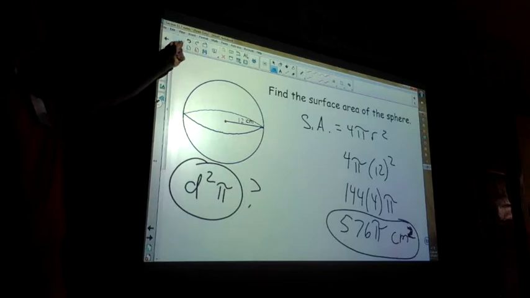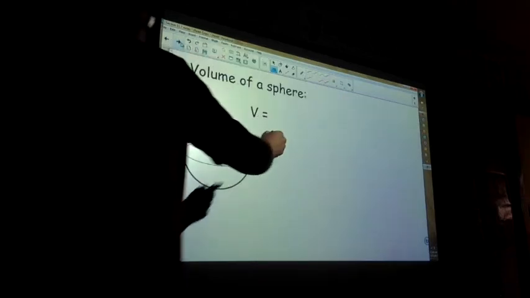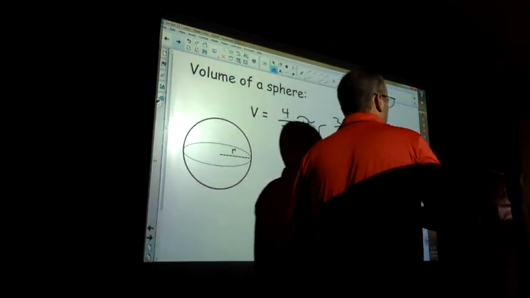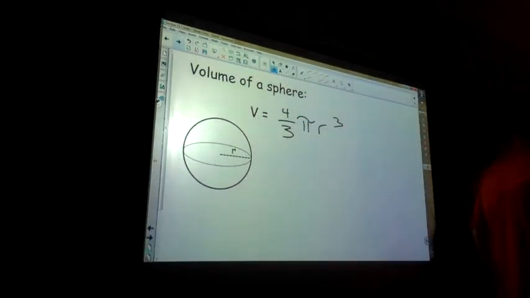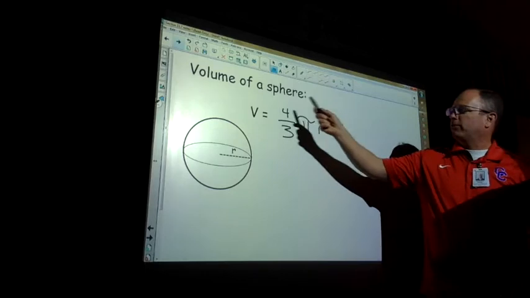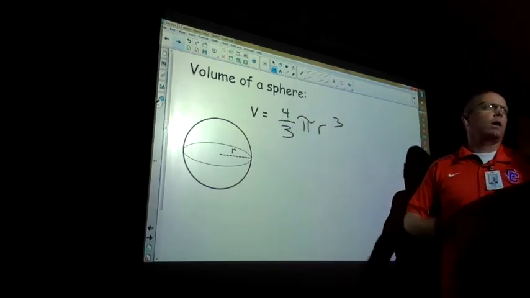Okay? Some of you are screwing around too much. Volume of a sphere. Oh, it's simple. 4/3 pi r cubed. Done. So look, if you take the derivative, you bring this down front, you get a 3 out front, you make that lower by 1, then you cancel the 3s, you get 4 pi r squared, so you get the surface.